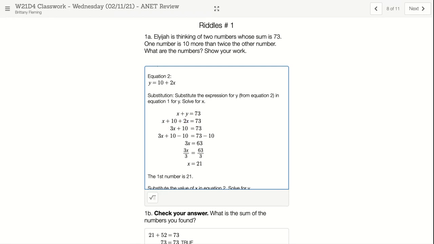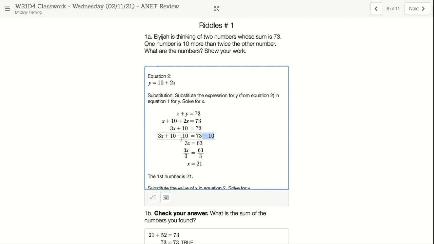In line 3, I just combined the like terms from line 2. So x plus 2x gave me 3x, and I still had my plus 10 equals 73. Then in line 4, I decided from line 3 that I wanted to get all of my constants on the right side of the equation. So I needed to get rid of this 10. So I subtracted 10 from both sides of the equation.